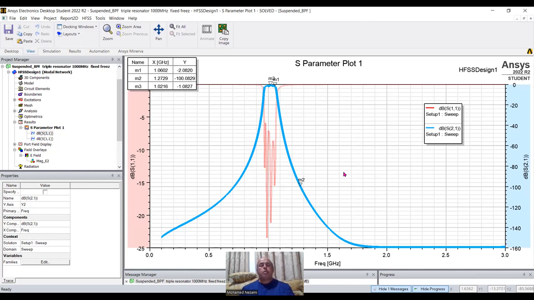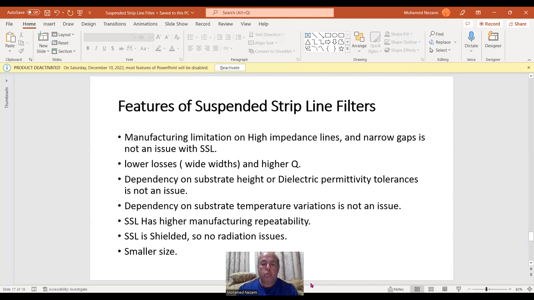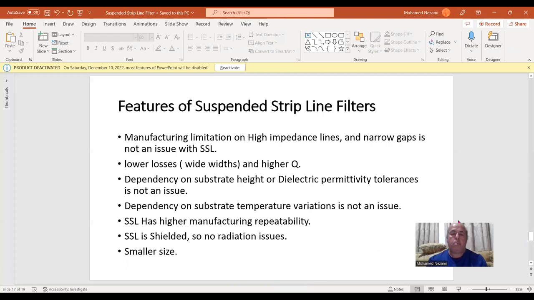And so these are really for like front end of receivers to reject nearby interferences, and for IF intermediate frequency filtering. These are very good filters, okay? Now, let's get back and summarize. So what we just mentioned in the overall scope of filters that are implemented as suspended strip line resonators.